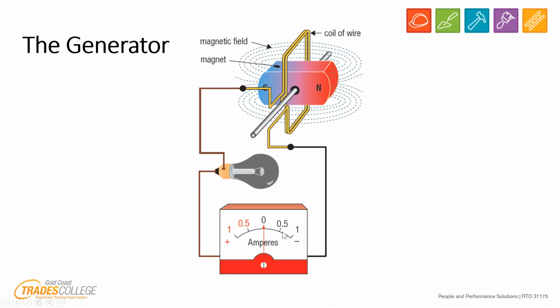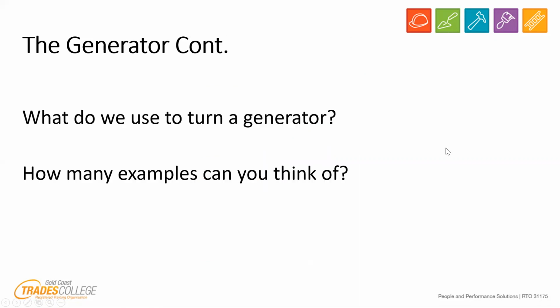But what you will see is the ammeter going positive to negative. Once again, positive and negative sounds complicated. It just means that the current is going that way, then that way, that way, then that way. All right? Should be nice and easy.